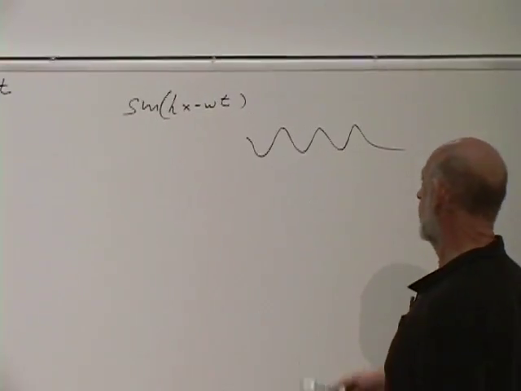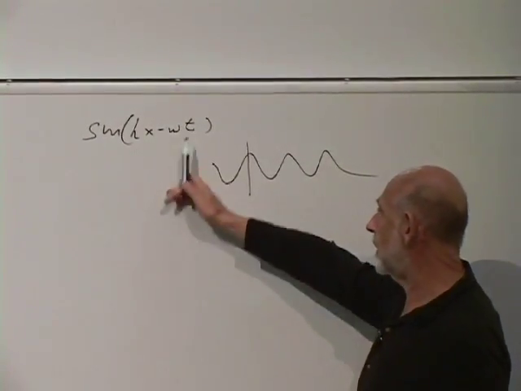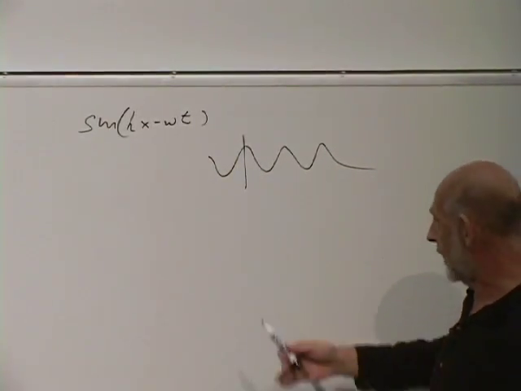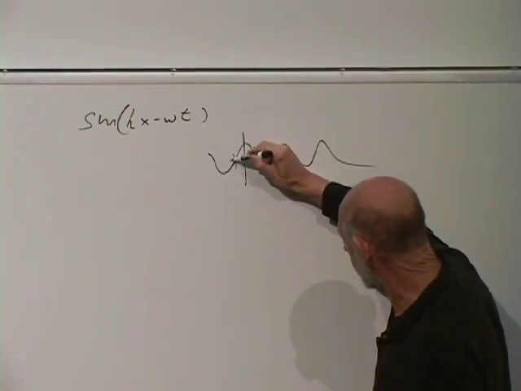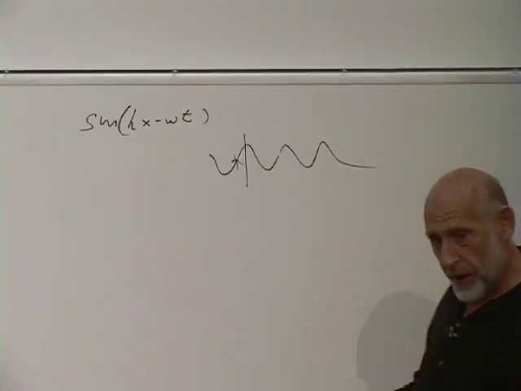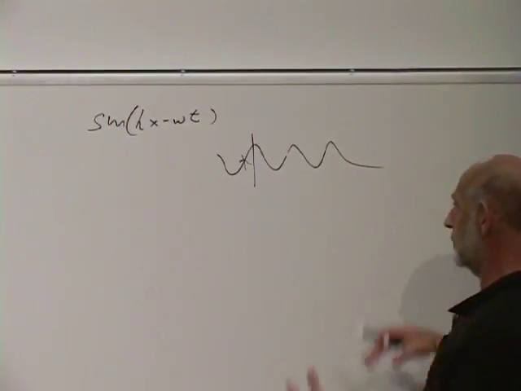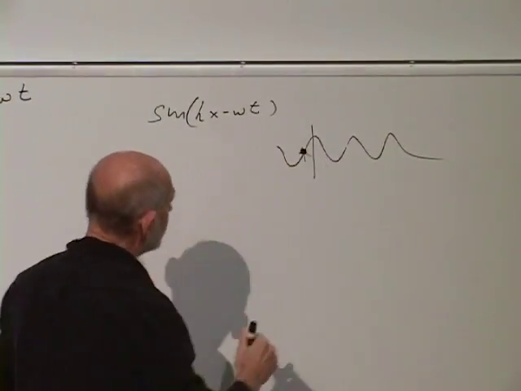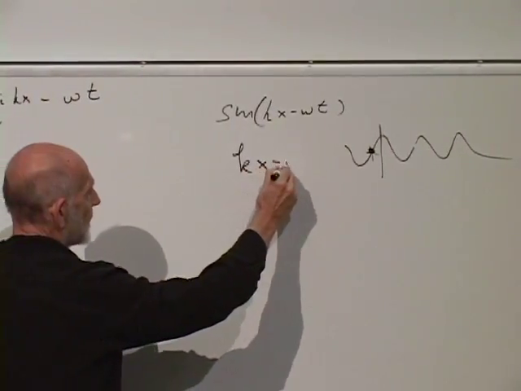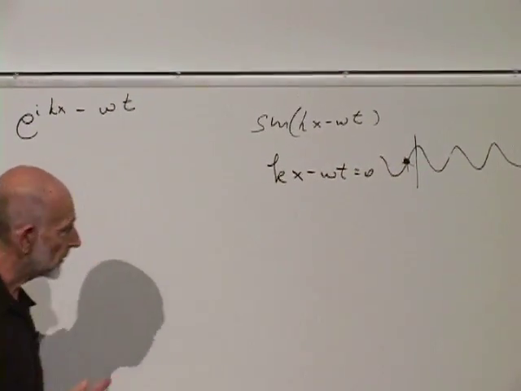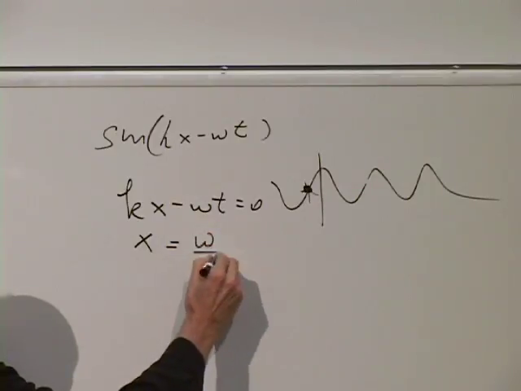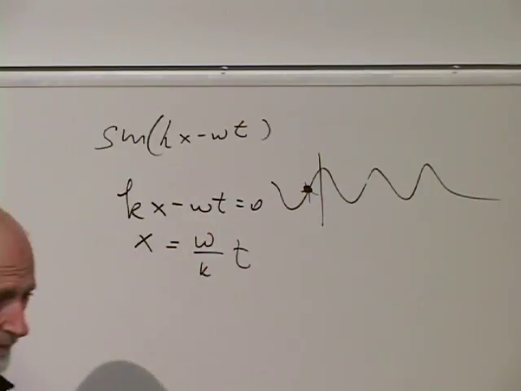In other words, for example, right over here at time t equals 0 and at x equals 0, the sine wave is not a maximum at that point. At x equals 0 and t equals 0, the sine wave happens to be over here. Okay, but where is the sine wave after a certain amount of time t? That point here has moved to the place where kx minus omega t is equal to 0. Where is that? That's at the position x equals omega over k times t. Just dividing by k.